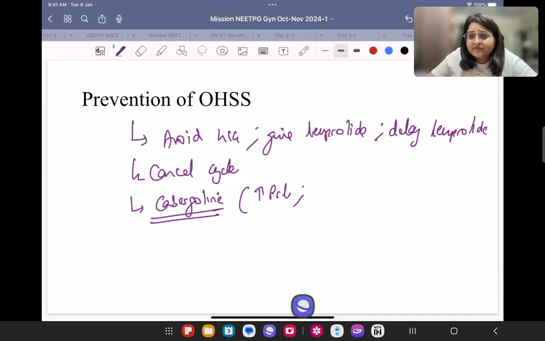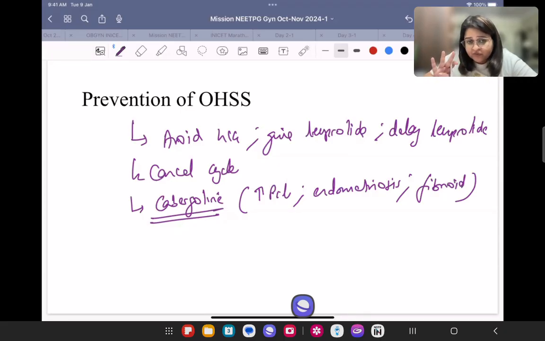Cancel the cycle means stop everything. Don't do anything. Just stop all the stimulation. Don't give the trigger. Let the ovaries come back to normal by themselves. Yes, it is also given in endometriosis, very good. And it is also being started to be given in medical management of fibroids also. So four uses of cabergoline: one is prevention of OHSS, hyperprolactinemia, endometriosis, and fibroid.